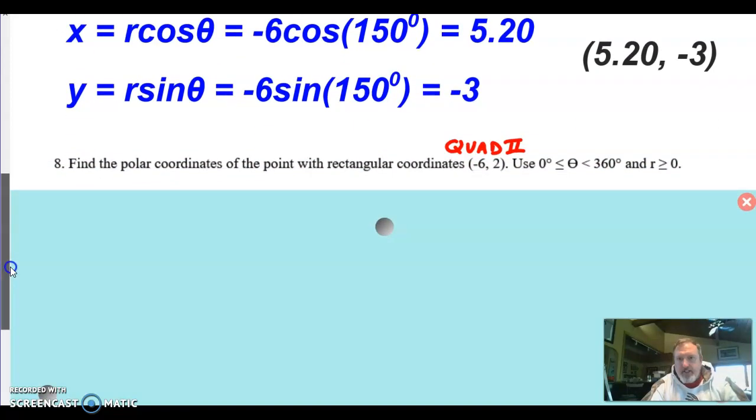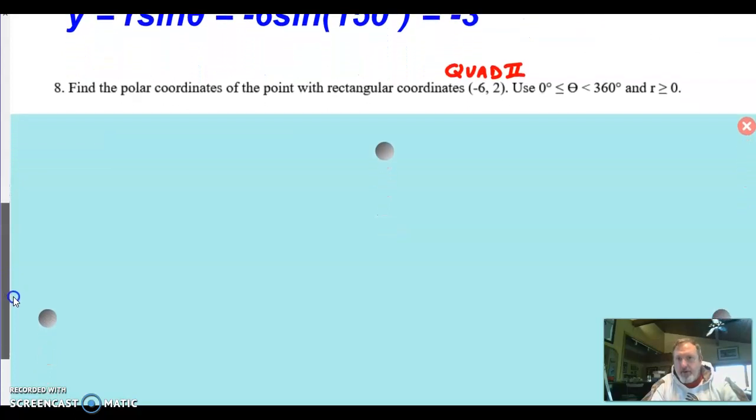Okay, number 8. Find the polar coordinates. And here's our rectangular coordinates. This is quadrant 2, by the way, right? Negative x, positive y, so that's quadrant 2. So that's going to come into play here.